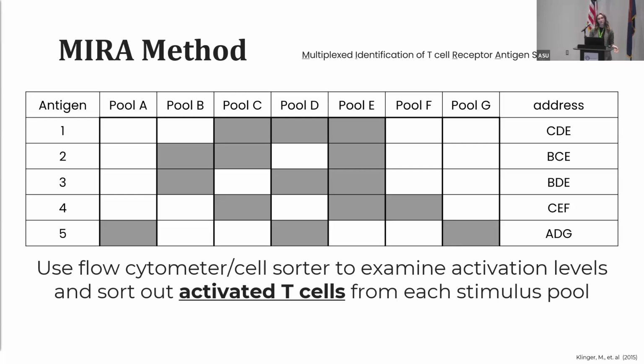We then assigned each of our 27 antigens to a unique subset of 3 of these 7 aliquots. So for example, antigen 1 went into pools C, D, and E. Its address is CDE. No other antigen got that same address, but each antigen went into a subset of 3 of those 7 aliquots. We sorted out the activated T cells from each of these aliquots and sequenced them.